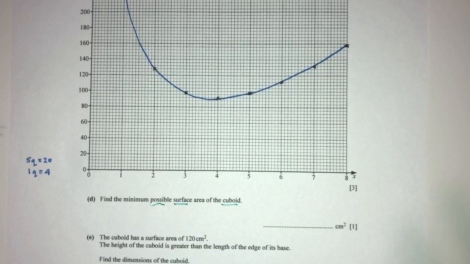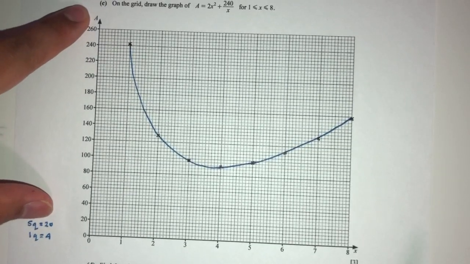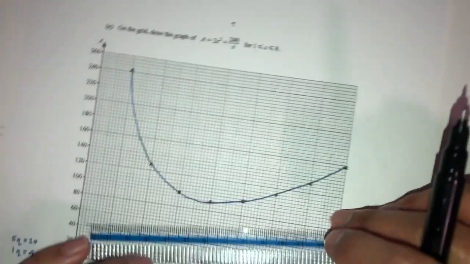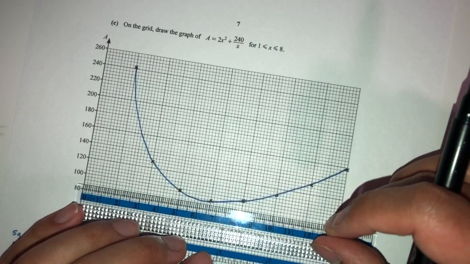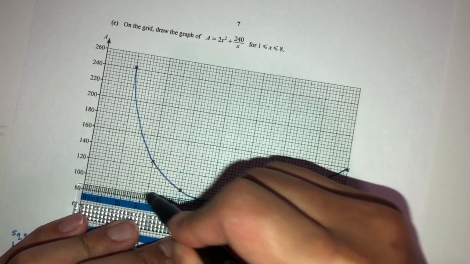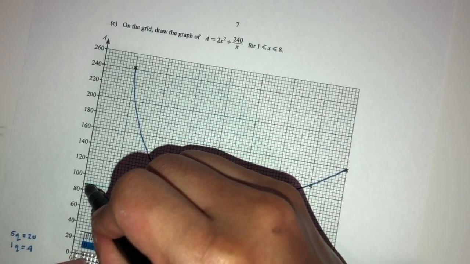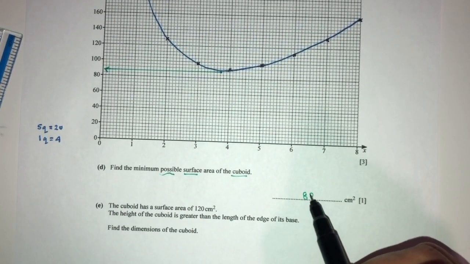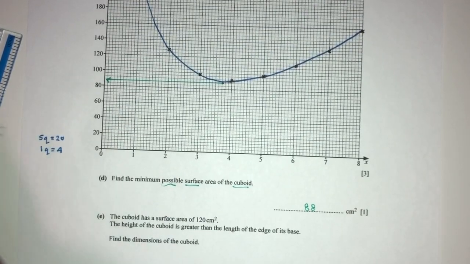So we have to use the graph to find that. Again, the minimum area will be on the graph. As you can see, according to my graph, the minimum shows to be about here. The area shows to be right here, which, from my graph, shows to be about what value? 84, 88. 88 according to my graph.